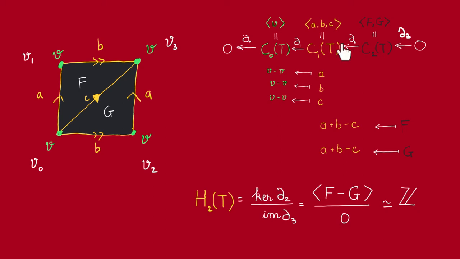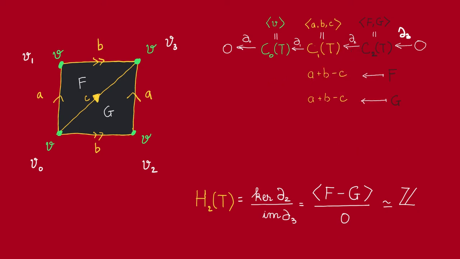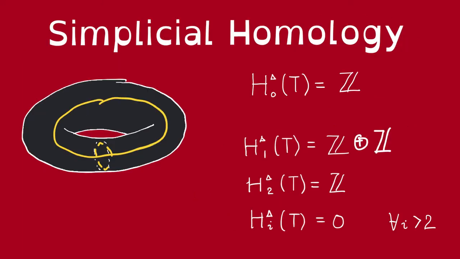Now what's the kernel of D2? Observe that the image of a one chain under D2 is just going to be of this form. So this chain lies in the kernel if and only if M is equal to minus N. And thus the kernel is going to be generated by F minus G. Thus this H2 is a free abelian group generated by one element, so that's going to be isomorphic to Z. So look, the homology groups are exactly as we anticipated. That's good because they are supposed to capture the topology. Alright, so let's move on.